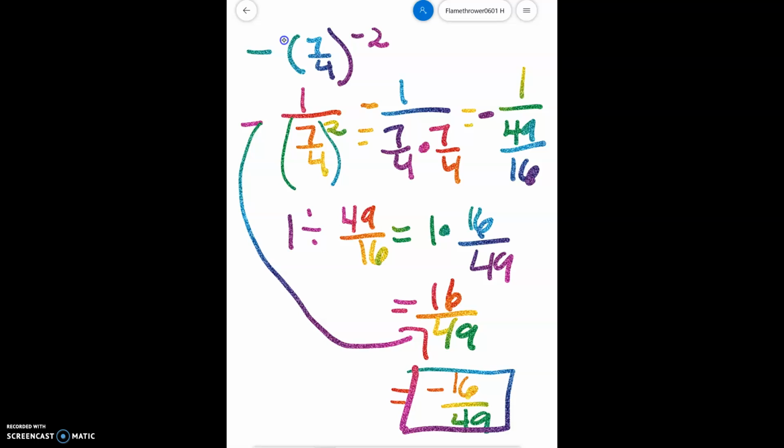Lots of steps there. The main thing is don't take the opposite until you get to the very end. And then the last one.